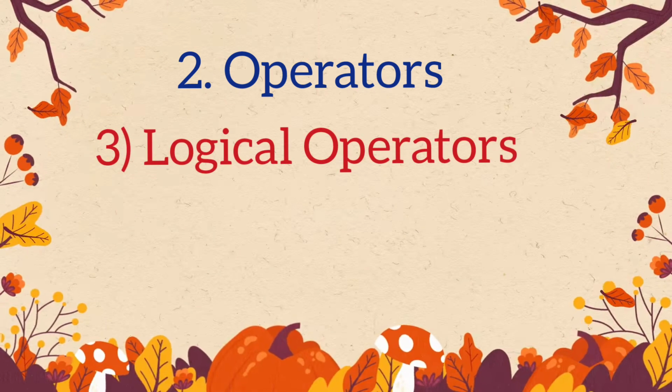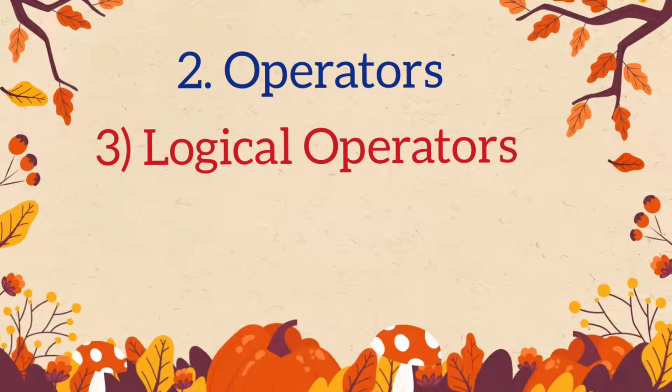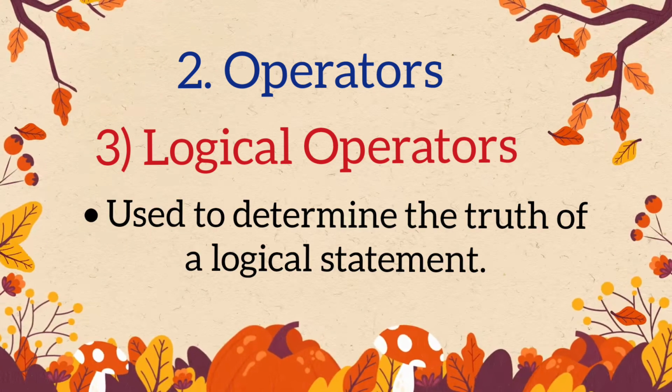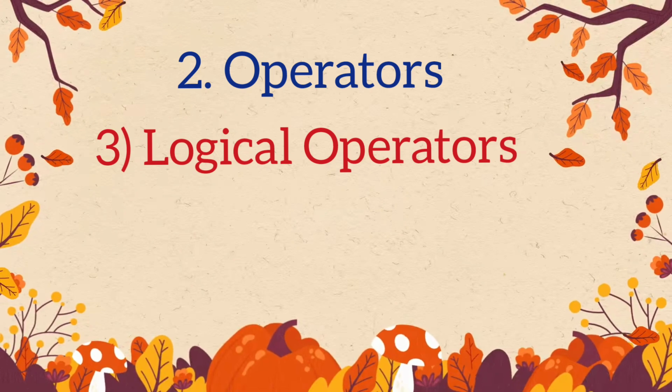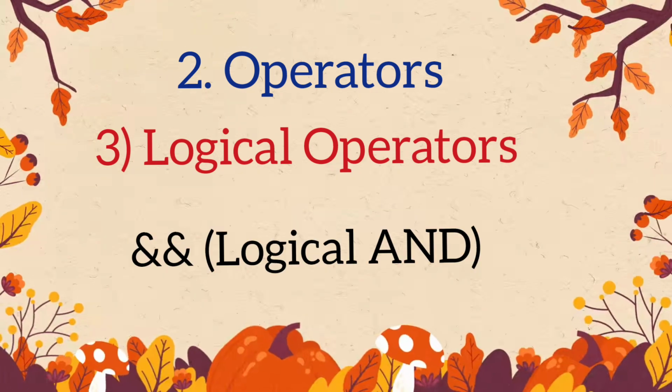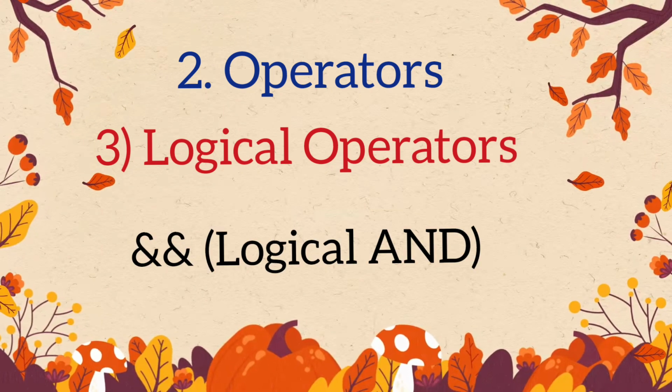Now what are logical operators? Basically these operators are used for determining the truth or false of logical statements. Okay. Now first of all, there is double ampersand. This means the logical and operator. Now what is the logic behind this?